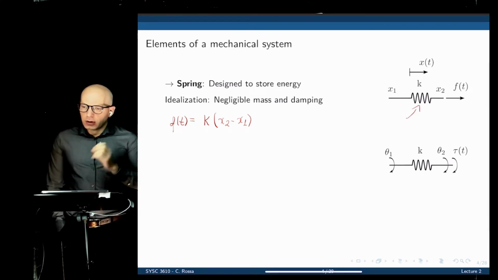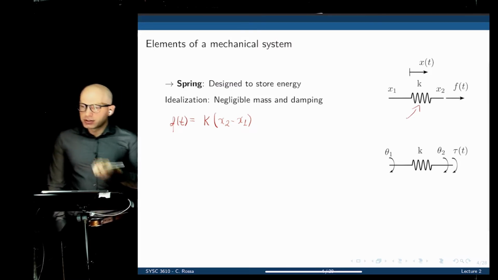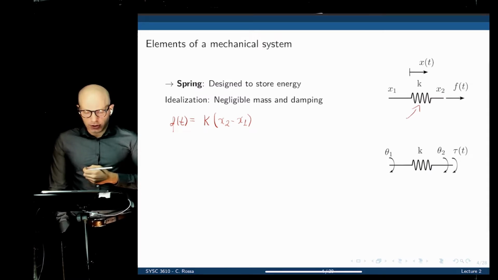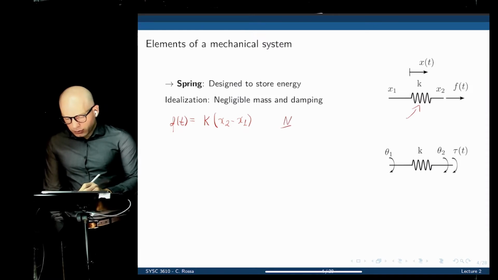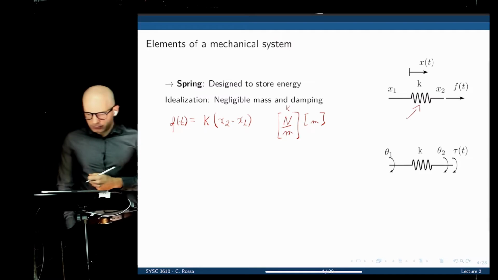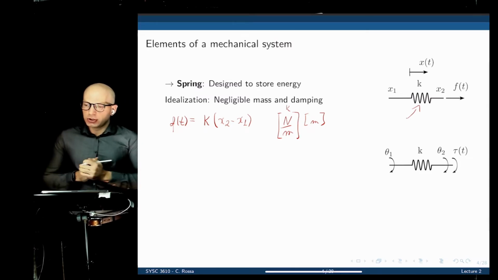Okay. X is the displacement, the unit is meters, force is newtons. So what is the unit for K, the stiffness constant? Newtons over meter. Very good. So this is the unit for K. When you multiply that by the displacement, we get newtons, the unit of force. This is the case again for a translational or linear spring.